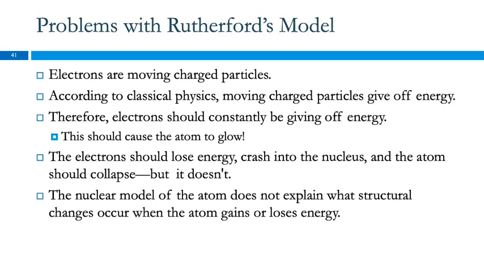Problems with Rutherford's model: electrons are moving charged particles. And according to classical physics, moving charged particles give off energy. So electrons should be constantly giving off energy. So the atoms should be glowing, but they're not. The other problem is if the electrons are always giving off energy, they should eventually run out of energy. They're going to crash into the nucleus, and the atom should collapse. But it doesn't. So the nuclear model doesn't explain what's going on here.